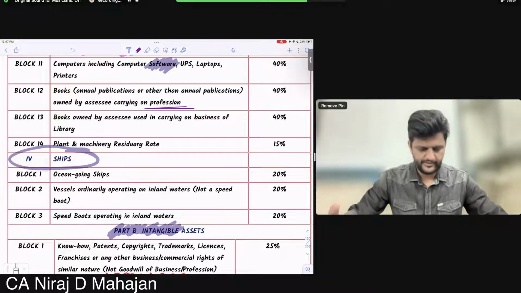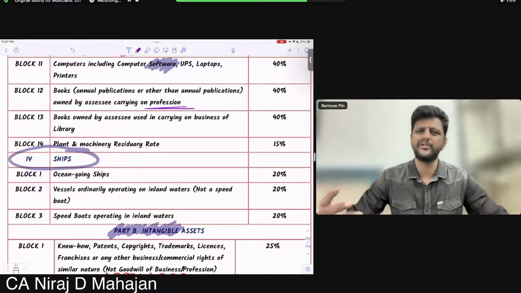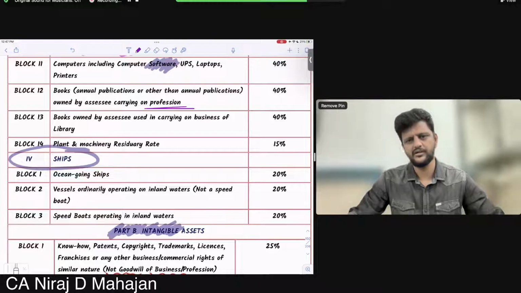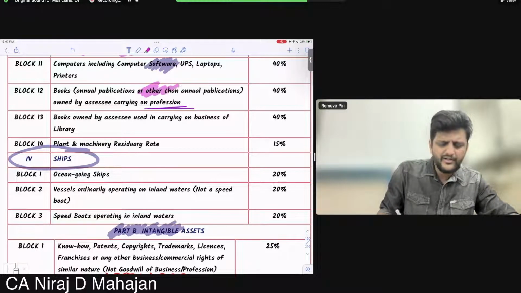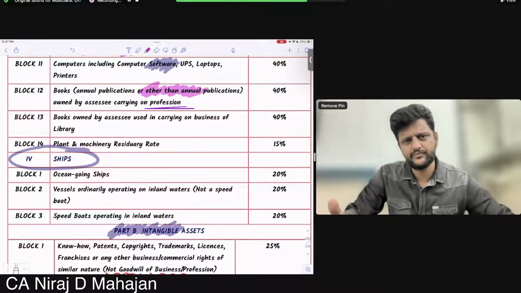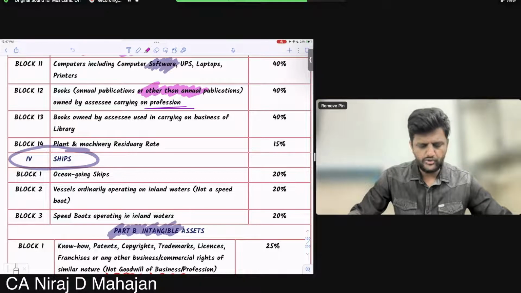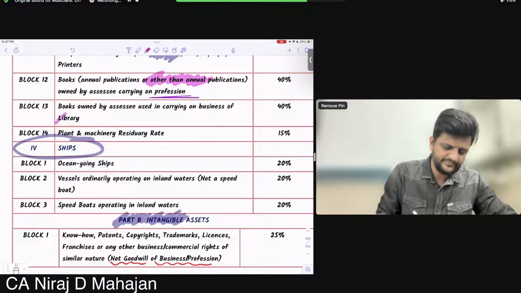So books, children, 40%. Whether it is an annual publication or not an annual publication. Annual means what? Only once in a year. Yes, like the Income Tax Act will be published only once in a year. And there are other magazines also, so they are writing much other than those as well. So it doesn't matter whether it is an annual publication or not. 40% depreciation.